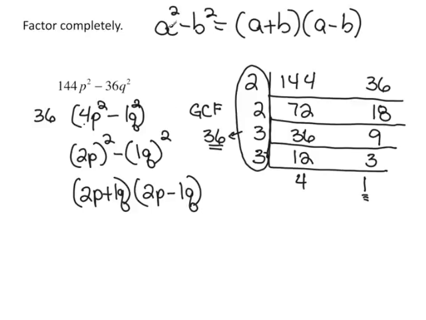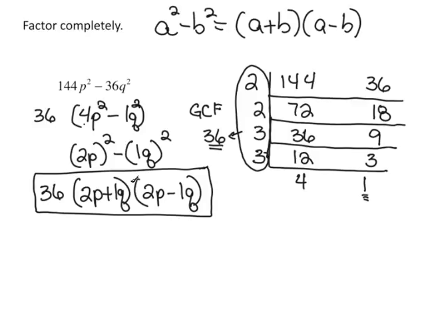So if you can write it as a difference of squares, then the answer would be one plus and then one minus. And then of course we have to make sure we include the greatest common factor that we factored out at the beginning. So to factor the binomial 144p squared minus 36q squared completely, we first take out the greatest common factor, then use the difference of squares formula so we can come up with this answer here. So this is your final answer for the binomial 144p squared minus 36q squared factored completely.